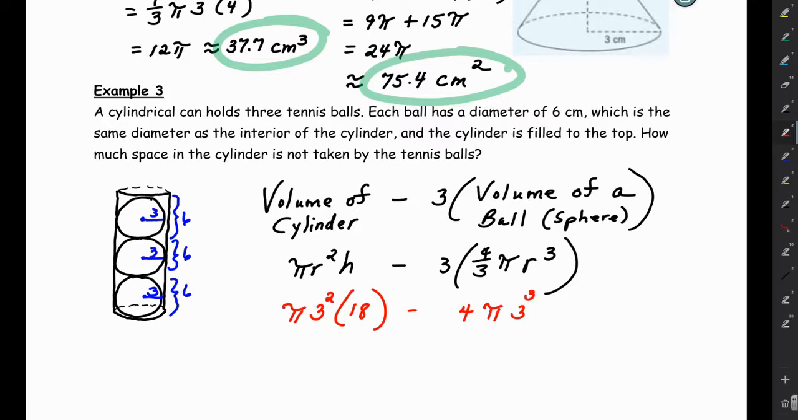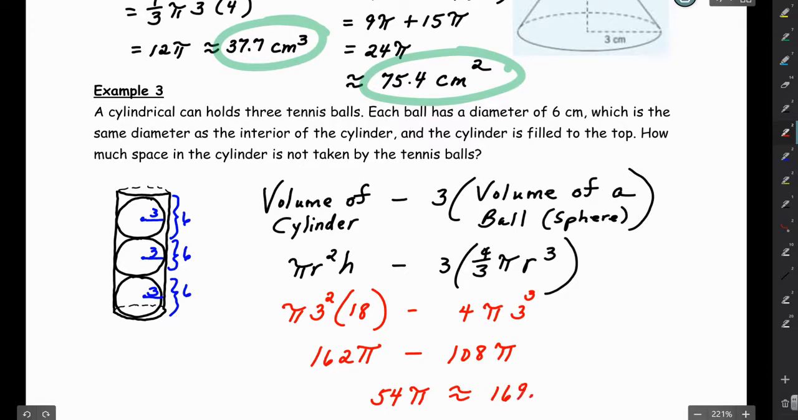So if I do 9 times 18, I get 162 pi, and I like to keep things in terms of pi until the end. 4 times 3 cubed, that's 4 times 27, that gives me 108 pi. 162 pi minus 108 pi is 54 pi. And if I multiply 54 by pi using the pi button in my calculator, I'm going to get 169.65. We're talking about volume, so we know it's units cubed, in this case, centimeters cubed.